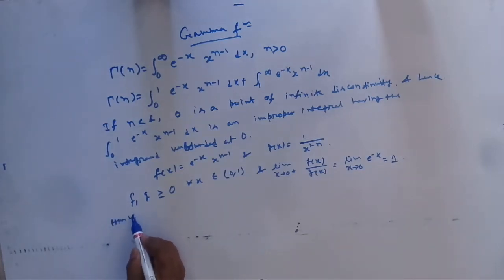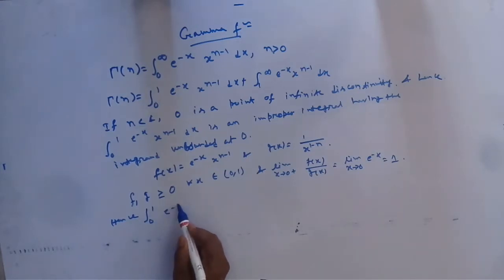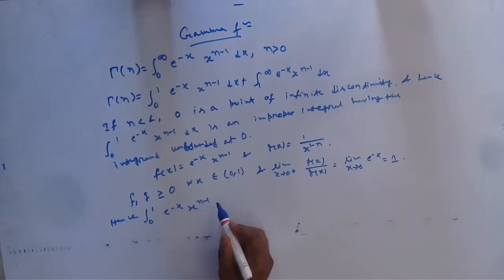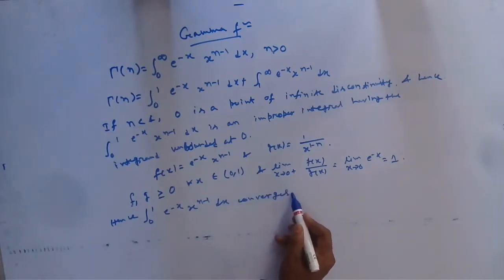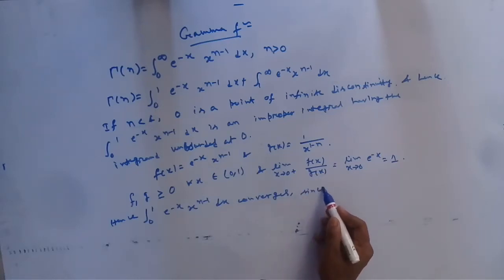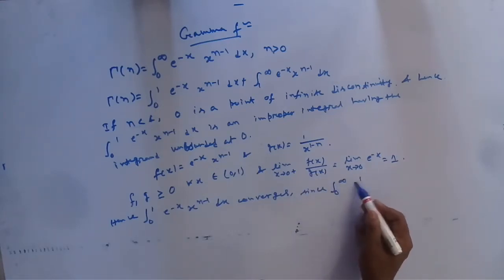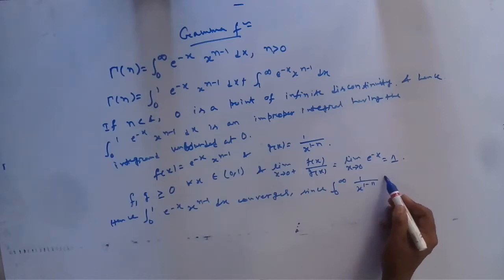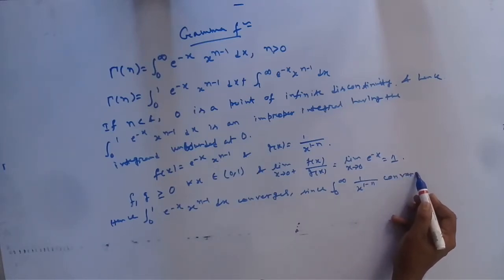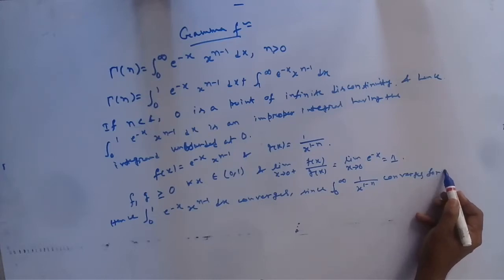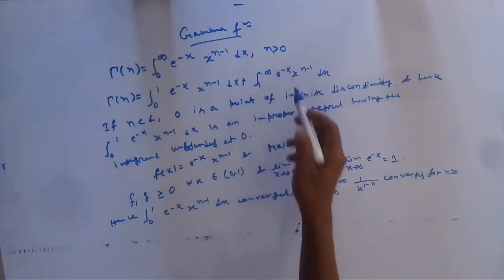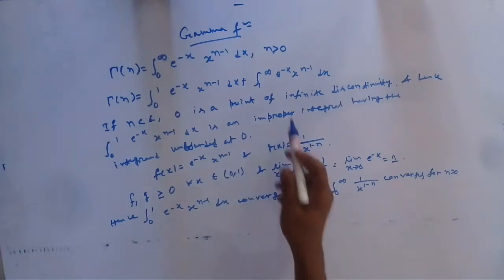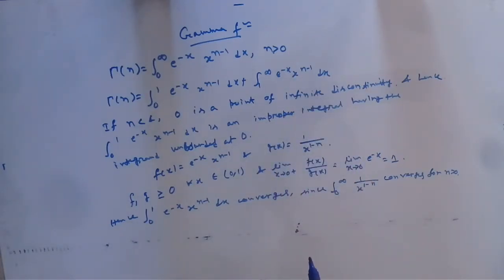Hence integration 0 to 1 e to the power minus x, x to the power n minus 1 dx converges, since integration 0 to 1 of 1 by x to the power 1 minus n converges for n greater than 0. Now we test the convergence of the integral 1 to infinity e to the power minus x, x to the power n minus 1 dx.